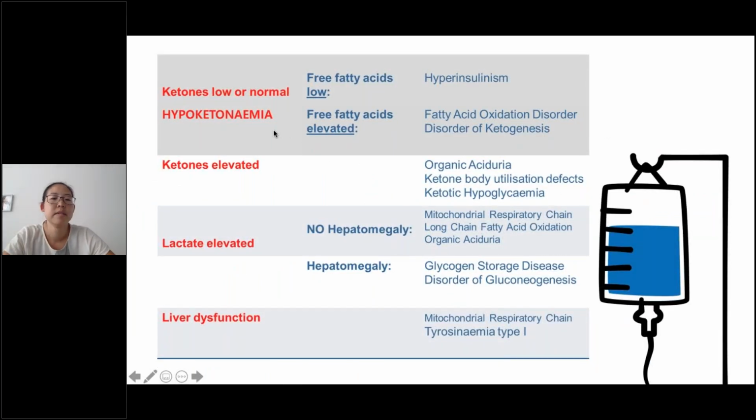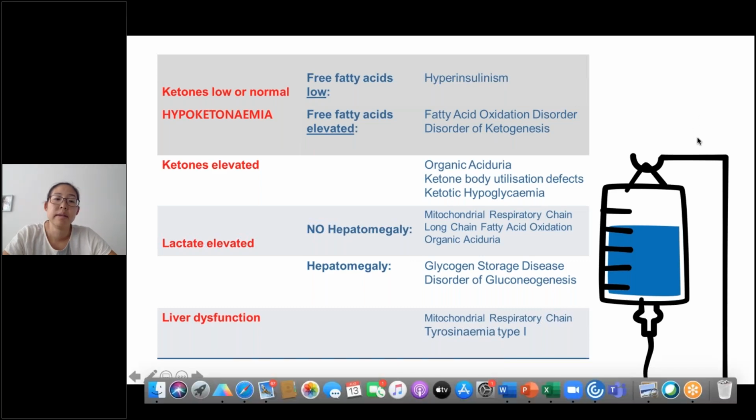So if you've got hypoglycemia, and depending on whether your ketones are up, your ketones are low, your lactates are up, or you've got liver dysfunction, this is just a really rough guide on what conditions it could be. So in a child with hyperinsulinism, you would expect the blood sugar to be low. You would expect insulin to be high, but you would expect ketones to be low or normal. And the free fatty acids low. So that's just one example.